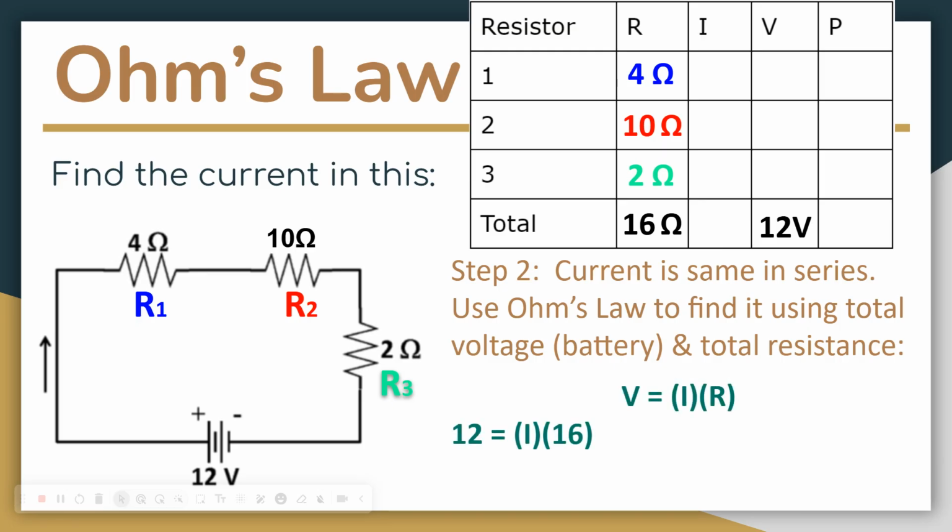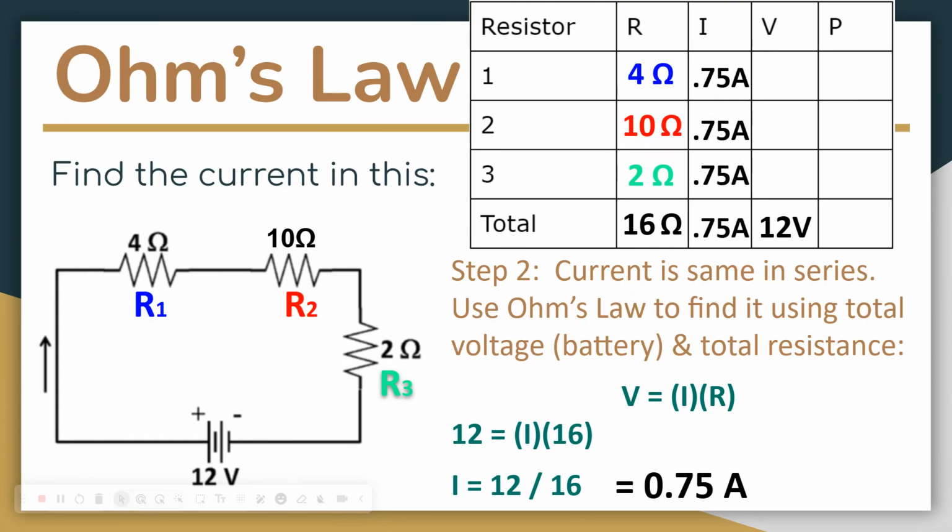So plugging in looks like this. 12 equals I times 16. Divide both sides by 16. And 12 divided by 16 is 0.75 amps. That's the number you're going to fill in to the entire column, because your current is the same everywhere. That circuit with those 3 resistors is equivalent to a circuit with a single 16 ohm resistor. And so it'll have the same current everywhere, just like we talked about on the previous slides.